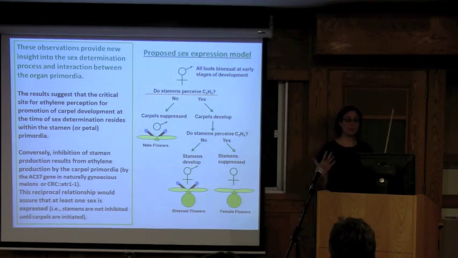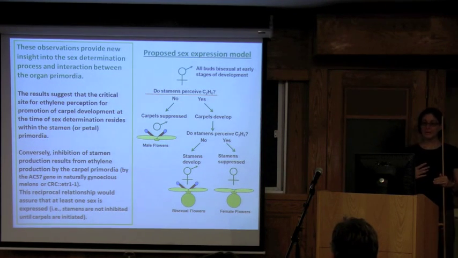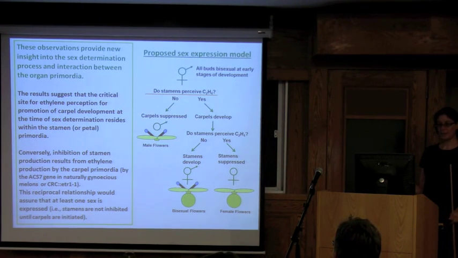Furthermore, this reciprocal relationship would then assure that at least one sex is expressed, i.e. that you don't inhibit your stamens until you know you've got carpels being produced.